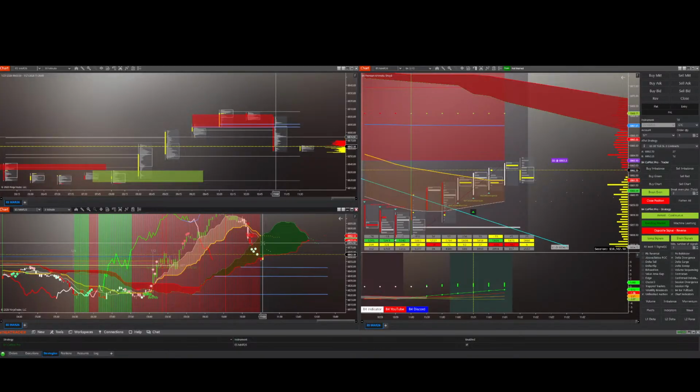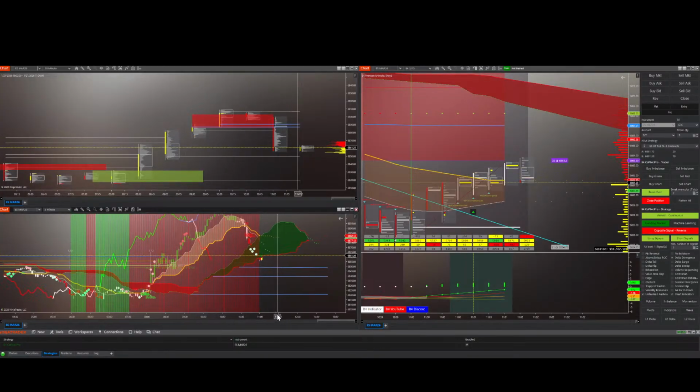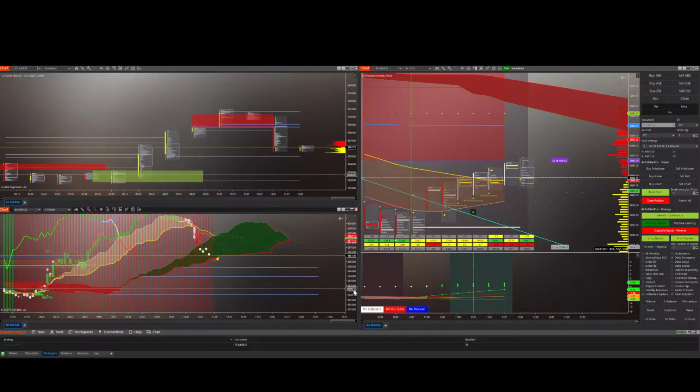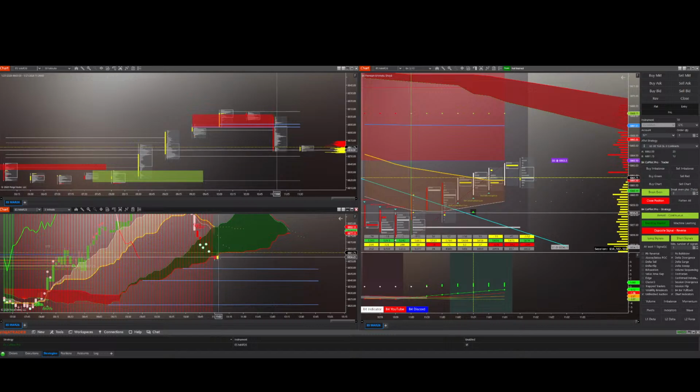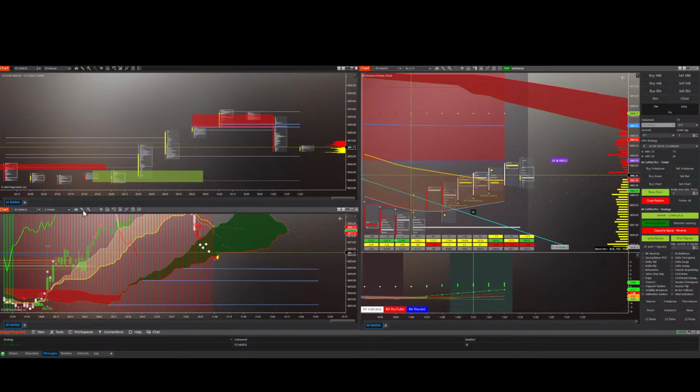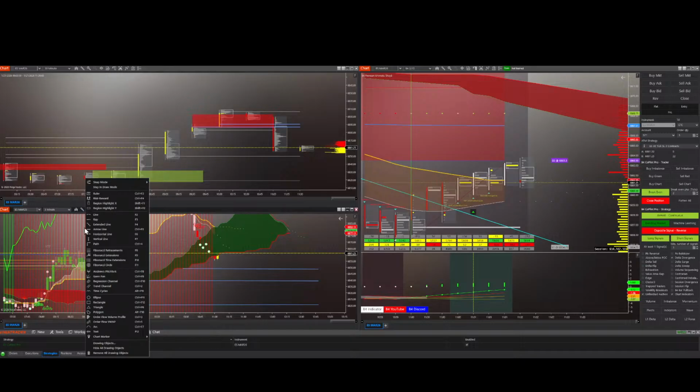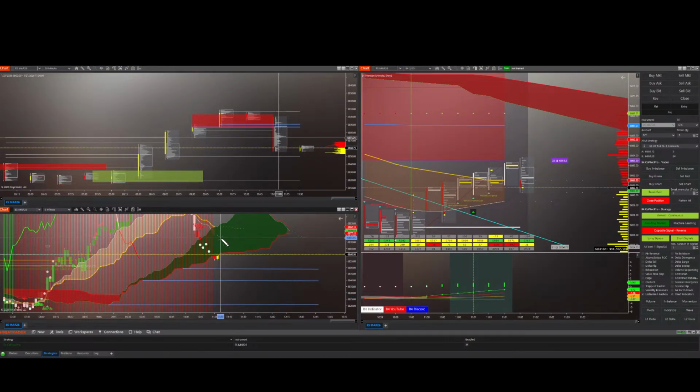Typically, we touch the Tenkan-sen by 9 candles. There's 3, 4, 5, 6, 7, 8. This is the 9th candle. So the expectation for that, and I don't have my little heart, is for price to touch right there for a retracement.